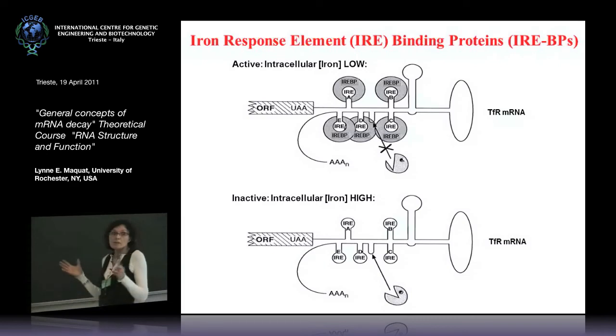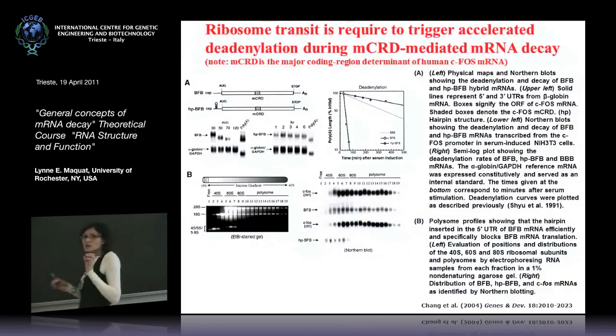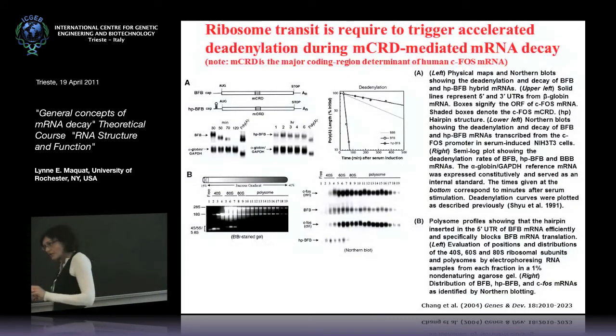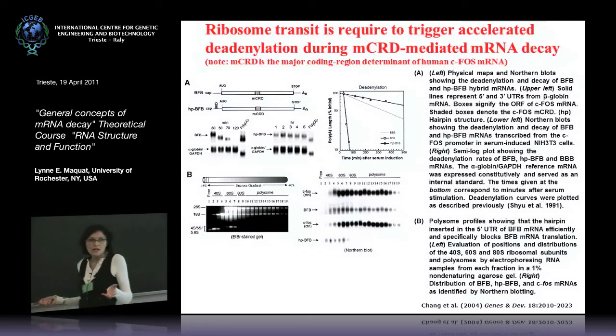So this is a way, remember I talked about conditional ways to regulate mRNA half-life? That's a nice example. I also told you that the translation of an mRNA can influence its half-life, and this is an example I want to provide for that. CFOS mRNA encodes another short-lived mRNA. It has an AU-rich element in the 3' untranslated region, but it also has a destabilizing element in its coding region. So there's two ways by which this mRNA can be degraded.